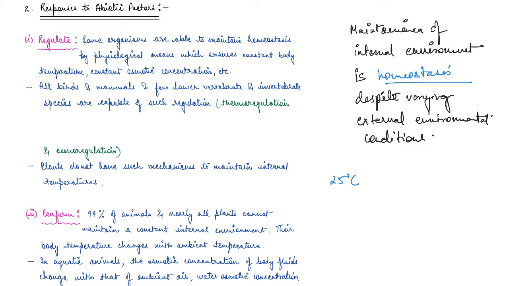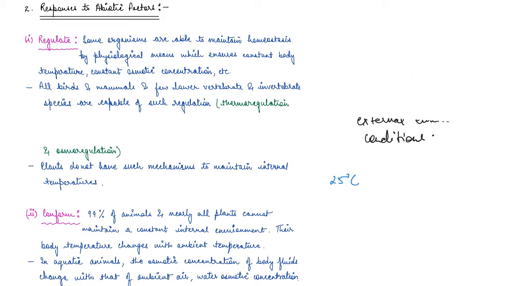Now let's see how all living organisms respond to the abiotic factors. So the first point that we'll have to study here is they regulate, right? What do we mean by they regulate? So see, some organisms are able to maintain homeostasis by physiological means, right? So that ensures constant body temperature, constant osmotic concentration, and all that.